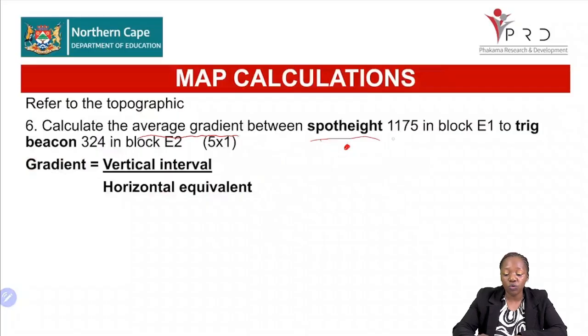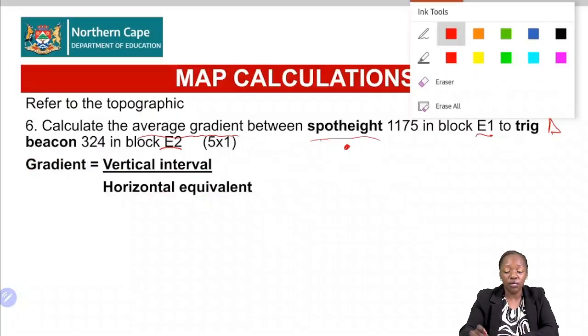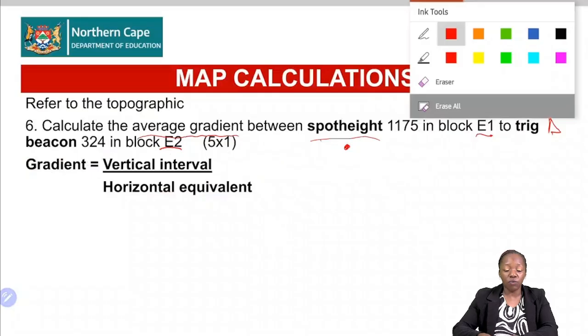Your spot height 1175 in block E1, as well as your trig beacon. Your trig beacon, remember, they are a triangle in your map. So between trig beacon 324 in block E2. And then again, you are given the formula. Gradient is equal to vertical interval over horizontal equivalent. So again, I'm going to give you another 5 minutes so that you can do the calculation on your own before we do the corrections.